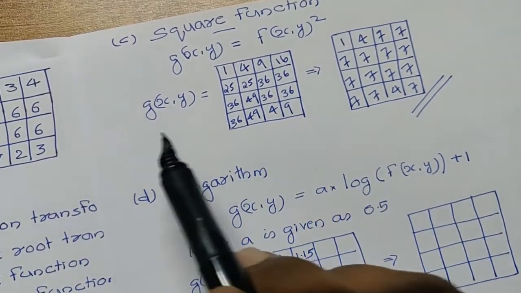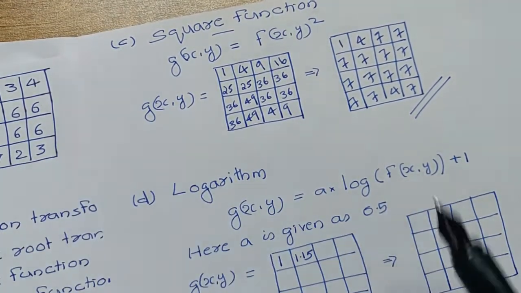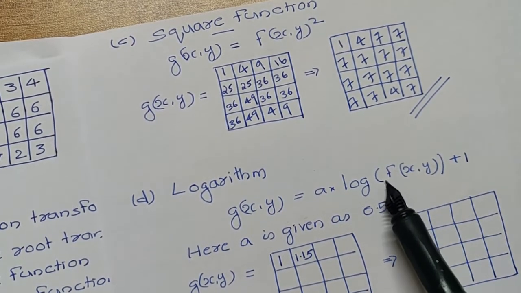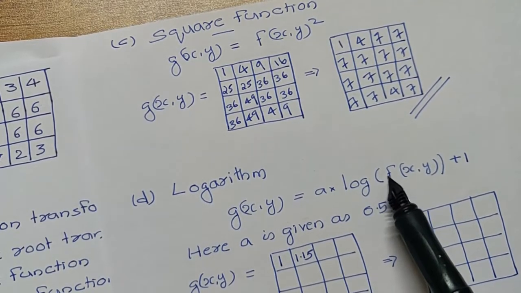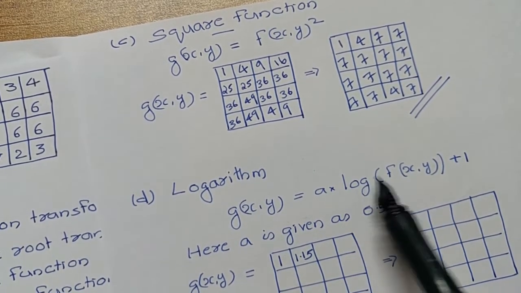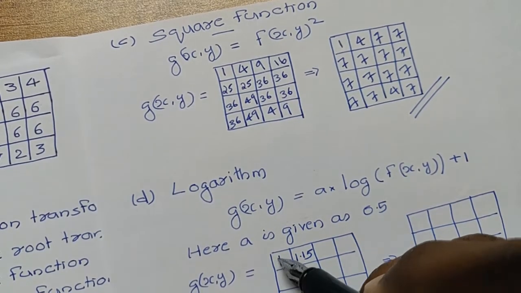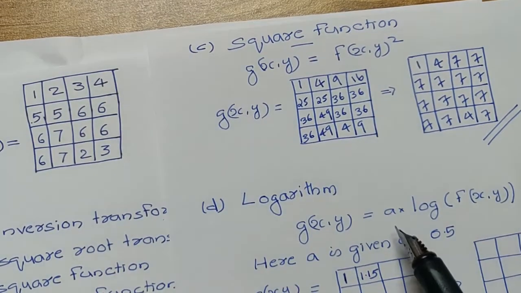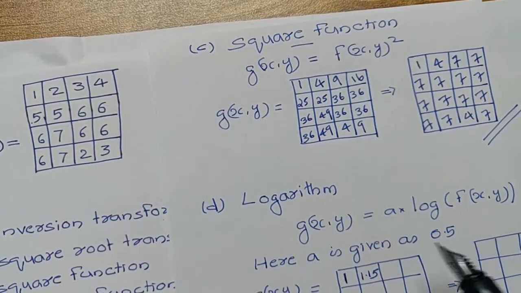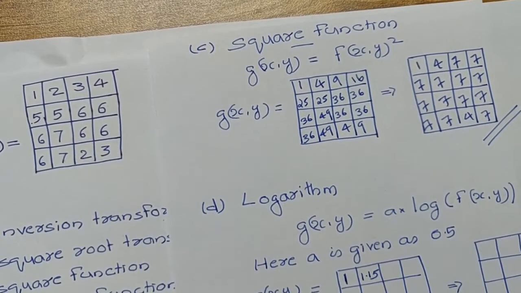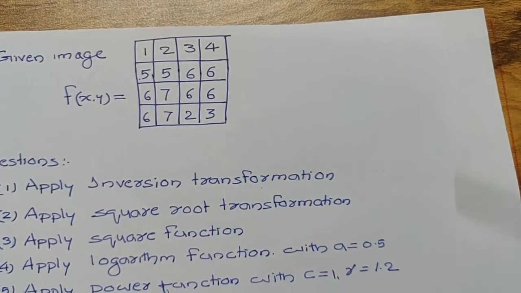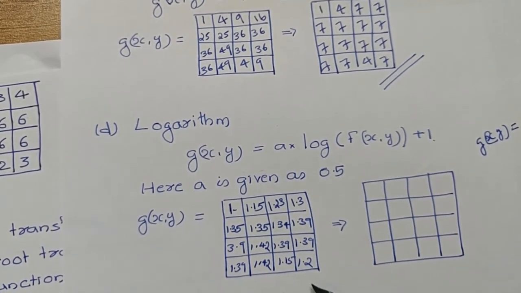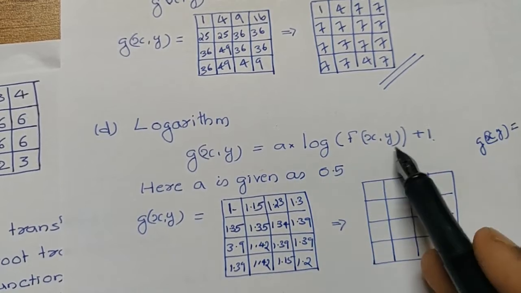If you want, we will take the first pixel. The first pixel value is 1, then a into log of 1 plus 1: log 1 is equal to 0, therefore a into 0 is equal to 0, plus 1, we can write 1 here. And now we take the second pixel, 2. Now 0.5 into log 2 plus 1, that value is equal to 1.15. This is the matrix after doing the logarithmic transformation.